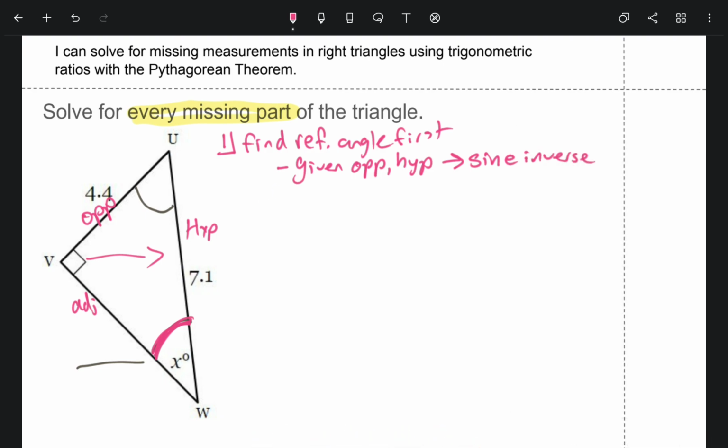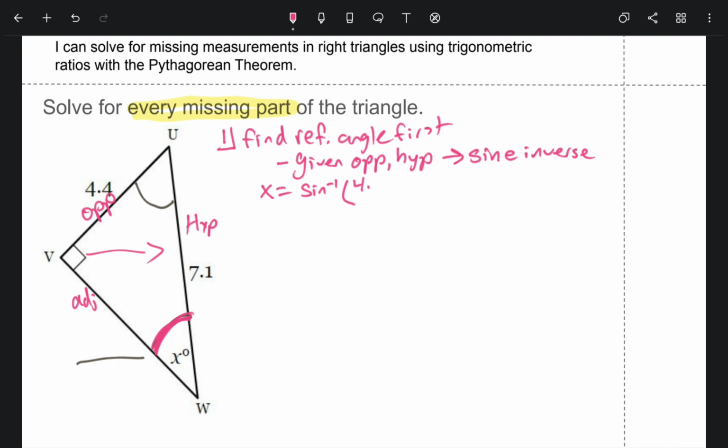So our angle x will be equal to the sine inverse of our opposite, which is 4.4, divided by our hypotenuse, which is 7.1. And that will give us about 38.3 degrees. Okay.